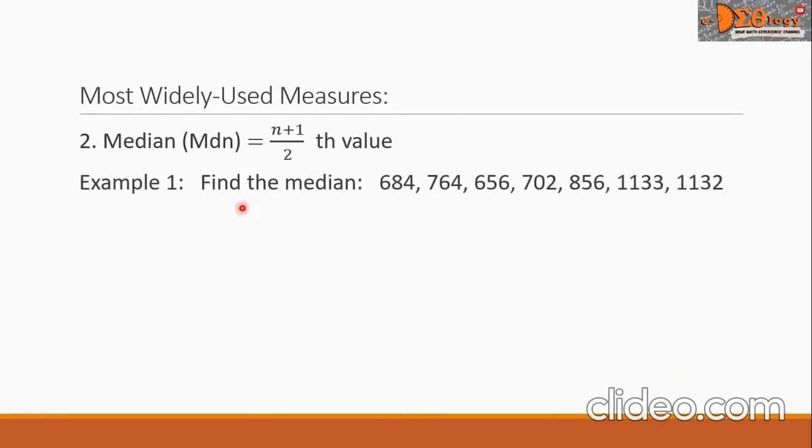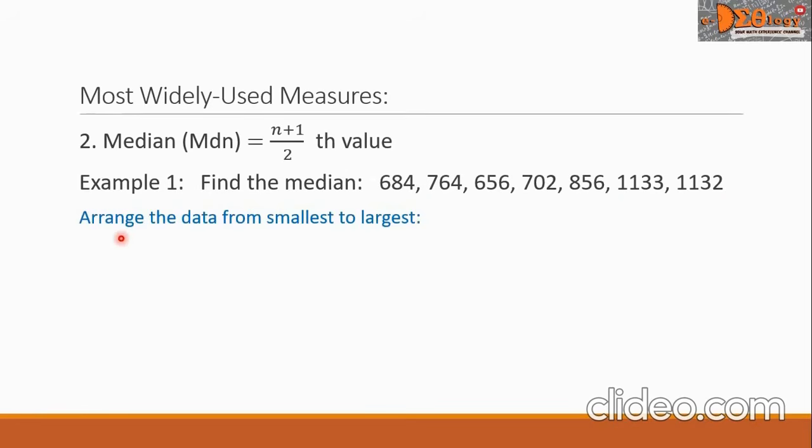Example 1. Find the median of these values: 684, 764, 656, 702, 856, 1133, and the last is 1132.